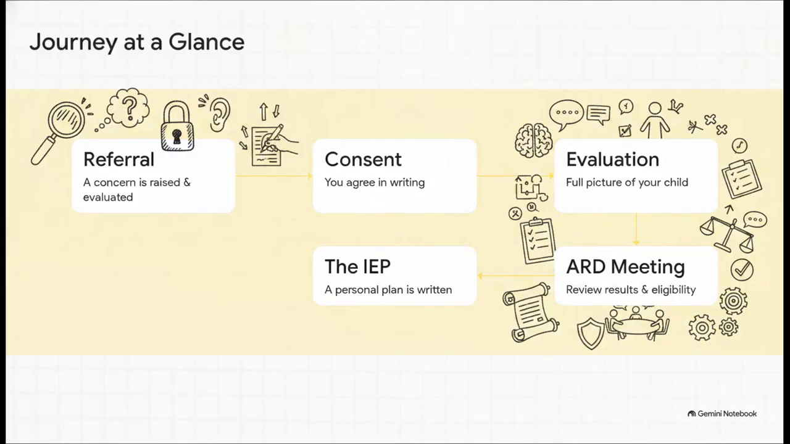It helps to know that the special education process really just follows a logical step-by-step flow. It kicks off with a referral when a concern is raised. Then your written consent is what unlocks the evaluation, the FIE, so we can get a full picture of your child. After that, there's the ARD meeting to review the results. And finally, we build a customized support plan, the IEP. See? It's way less intimidating when you break it down like this.